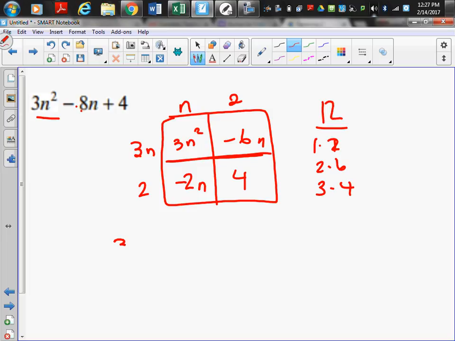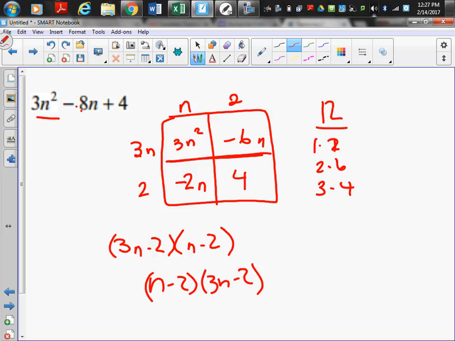So 3n minus 2. Do we gotta be in order? What's 2 times 3? What's 3 times 2? So does the order matter when you're multiplying? No, doesn't matter when you're multiplying. You can go n minus 2, either one. Because it's the same thing. That's just habit.